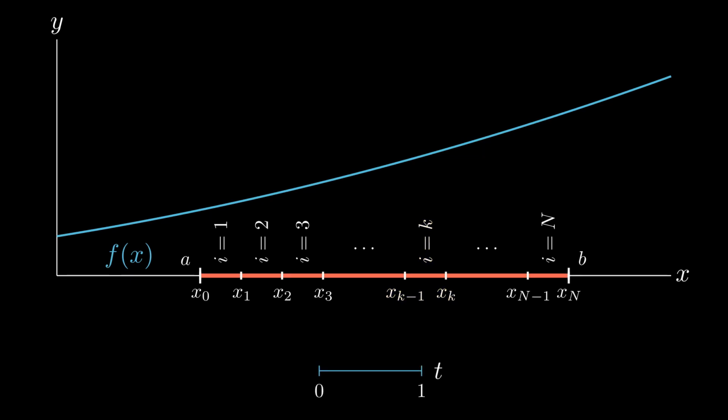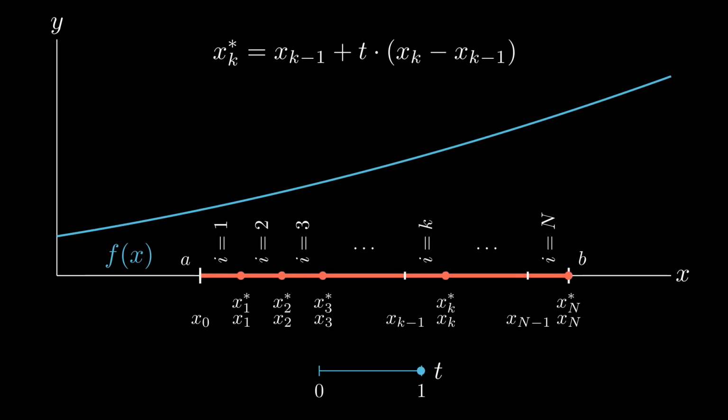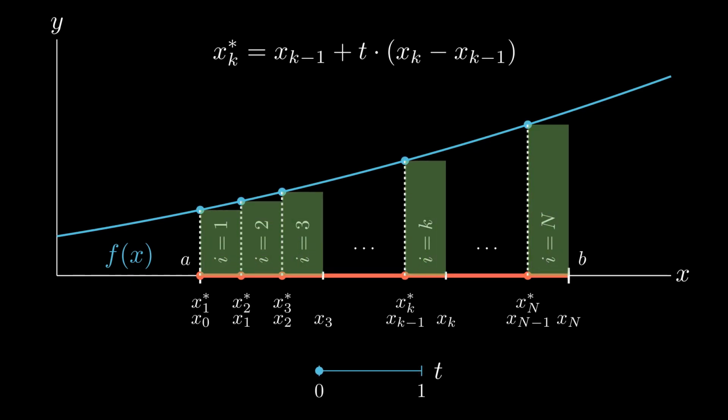Next, we will introduce the parameter t and its interval 0 to 1. This parameter controls the points x sub i star. The position of x sub i star corresponds to the position of t using the representation we just discussed. So as t takes values from 0 to 1, each x sub i star takes values across its own interval. These points correspond to where we will evaluate the function to get the height of the rectangles.